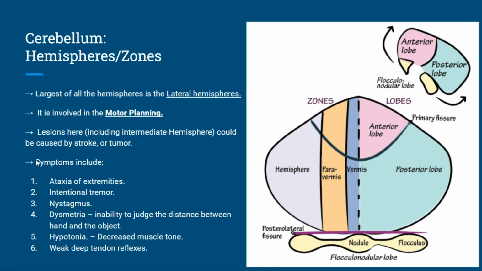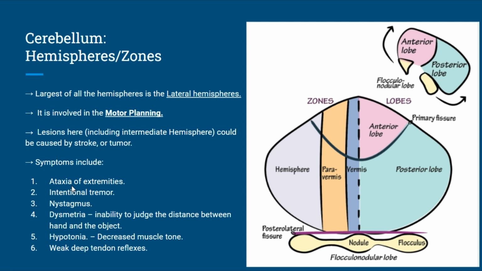Then we have the final zone, and this is the largest of all the hemispheres, called the lateral hemisphere right here. It is involved in motor planning, and a lesion in this area, which also sometimes includes the intermediate hemisphere or paravermis, could be caused by a stroke or a tumor, and the symptoms are going to be very big.